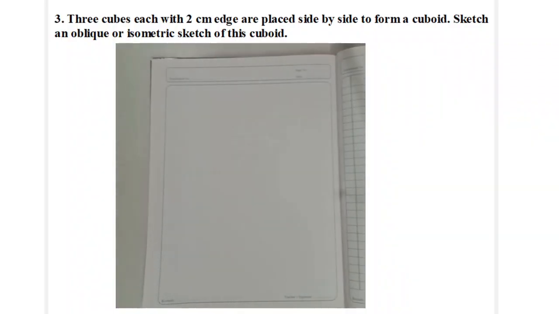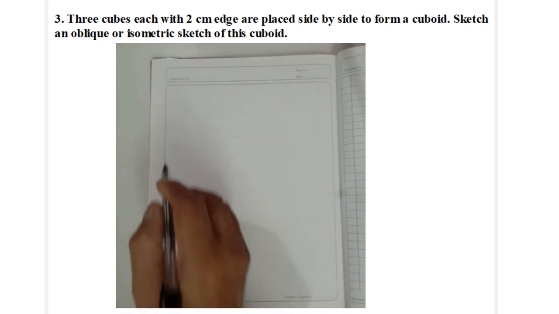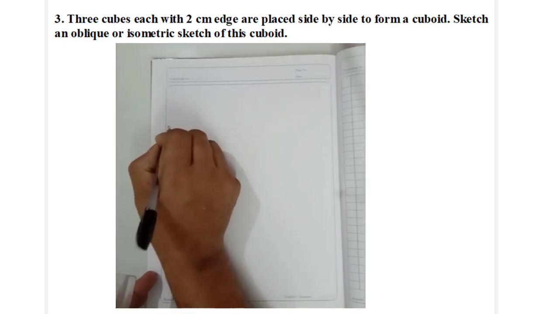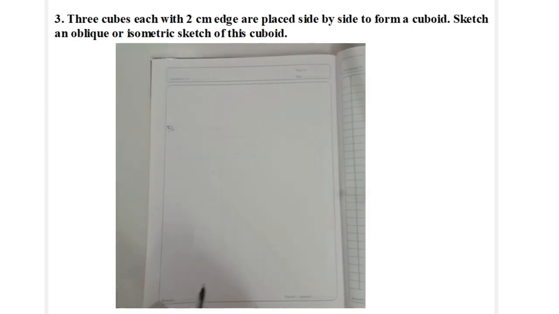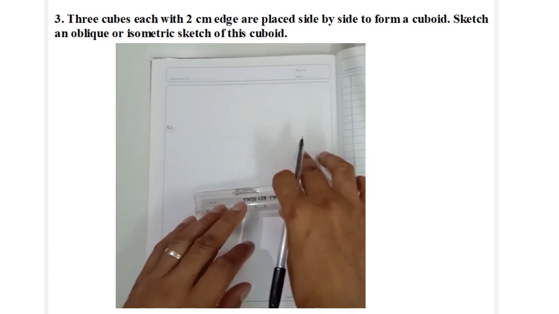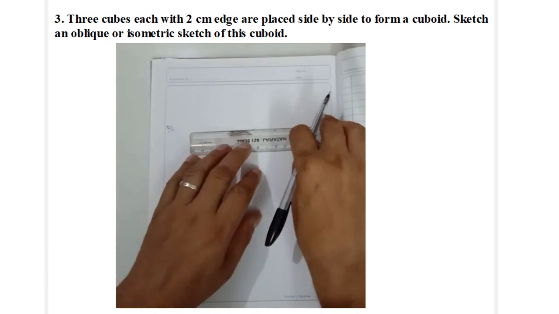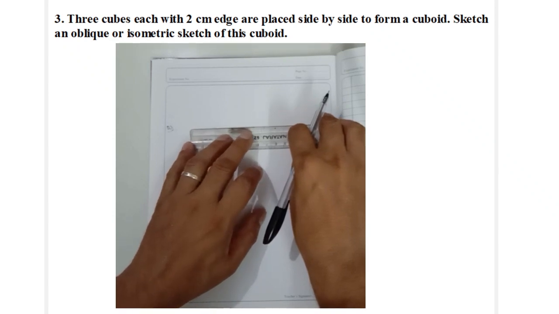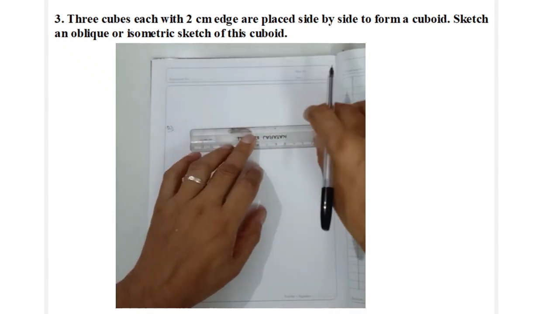Now question number 3. 3 cubes, each with 2 centimeter edge, are placed side by side to form a cuboid. Sketch an oblique or isometric sketch for this cuboid. So let us draw an oblique sketch of question number 3. Here the length of the cube is 2 centimeter. So let us draw a cube of length 2 centimeter.